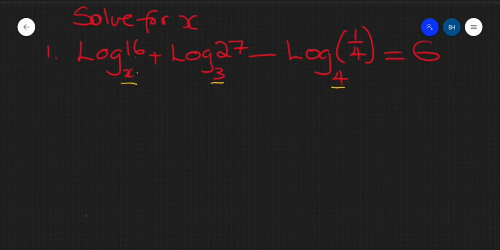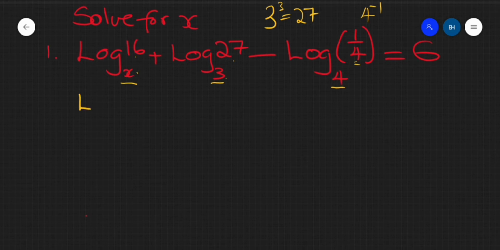Okay. For 3 and 27, how is 3 related to 27? We find 27 can be expressed as 3 to the power 3. 3 to the power 3 gives us 27. Here, remember, 1 over 4 can be rewritten as 4 to the power negative 1. Okay. Let us rewrite it in a simplified form.